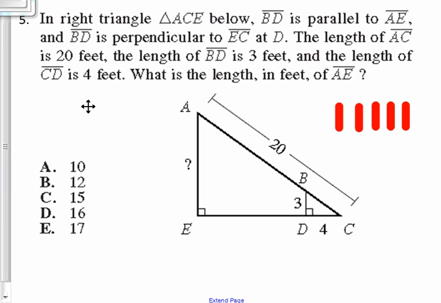In right triangle ACE below, segment BD is parallel to segment AE, and segment BD is perpendicular to segment EC at point D. The length of segment AC is 20 feet, the length of segment BD is 3 feet, and the length of segment CD is 4 feet. What is the length in feet of segment AE?